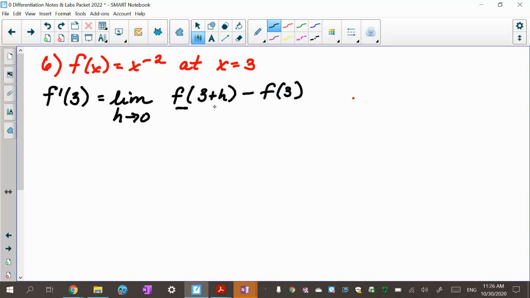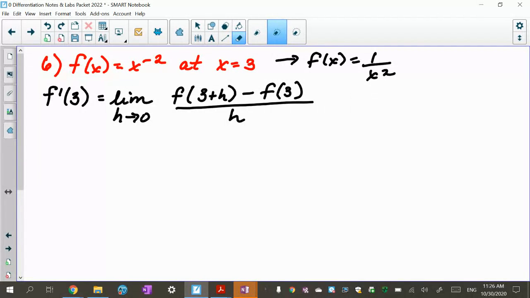So I'm throwing the 3 in the a spot. And the other thing I want you to notice is I have x to the negative 2. I think this would be easier if I wrote it as f of x equals 1 over x squared, which is the same thing, but I think the algebra would be a lot easier, so that's what we're going to do.